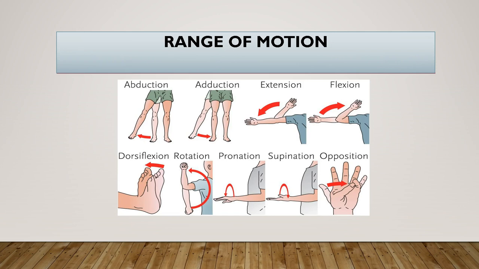Dorsiflexion is bending backward. Rotation is turning the joint. Pronation is turning downward. Supination is turning upward. Opposition is touching the thumb to any finger.